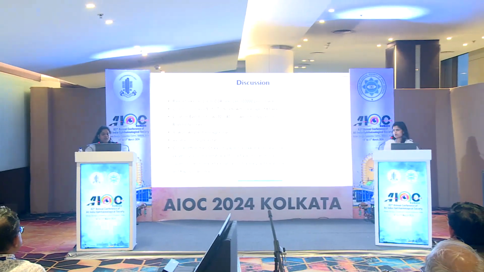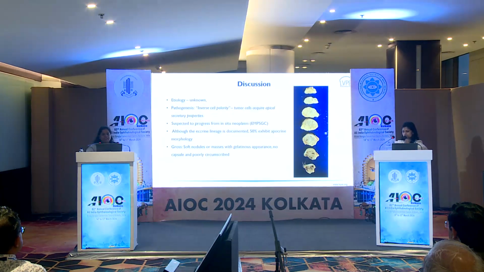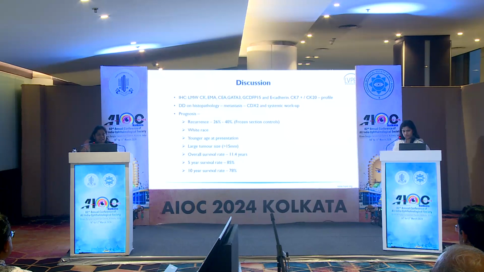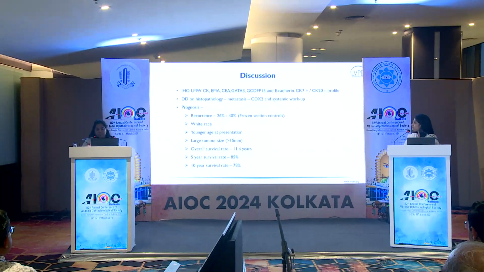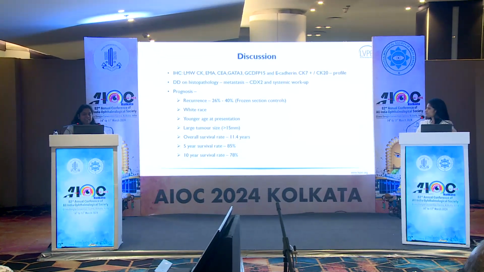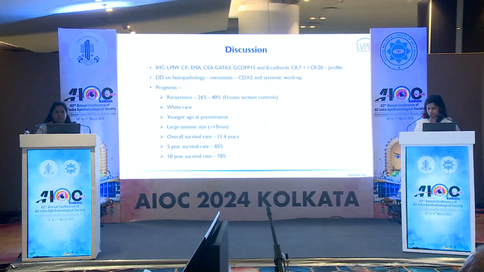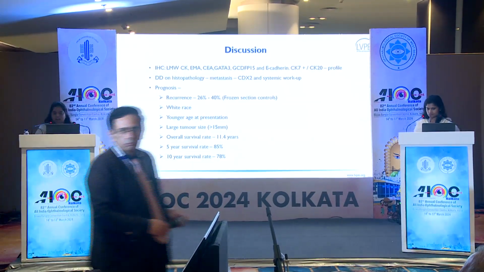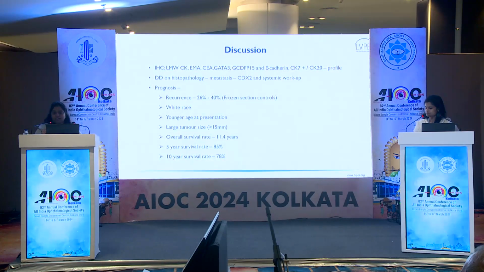In the interest of time, probably we can skip the discussion part and we can take questions later. A few points which we can highlight here are that GATA3 is one important IHC marker which you can do, which is very specific for these tumors. And the CK7 positive and CK20 negative profile should always point out that this is a mucinous adenocarcinoma. An endocrine mucin-producing adenocarcinoma will be a precursor lesion to this entity.